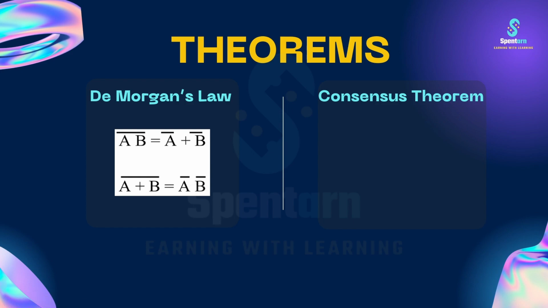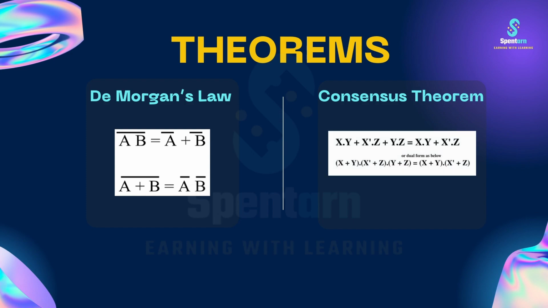If we are getting (A·B) to the whole bar, we will just open it as A bar plus B bar, and if we are getting (A+B) to the whole bar, we will just write it as A bar into B bar. Right? Now, the consensus theorem. This is something new for the students who are in university.